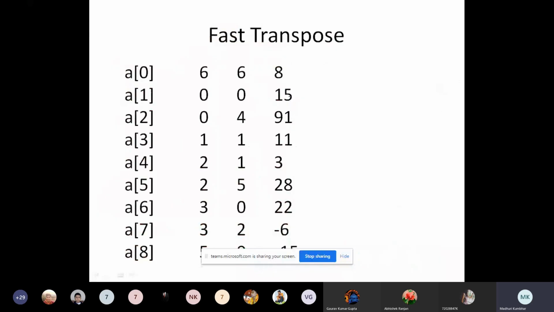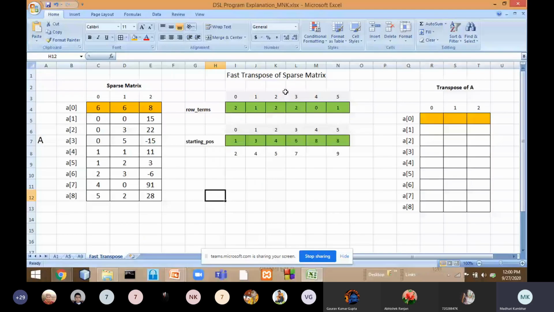So what is the sparse matrix? It is in front of you. Can you explain what this sparse matrix is? How many rows, how many columns and how many elements? 6 rows, 6 columns, and 8 non-zero elements. Okay, so this is a sparse matrix.